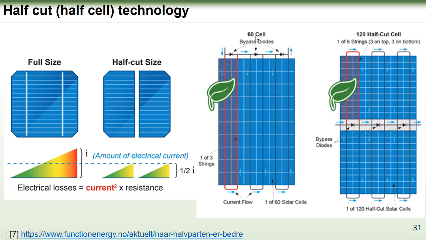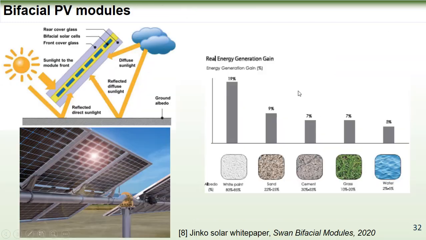So in a conventional 60 cell module, when the shade affects one of the cells, 1/3 of the energy is lost. But in a 120 half cell PV module, when a shade affects one cell, the energy loss is reduced to half. The second technology being adopted by manufacturers is bifacial PV modules.